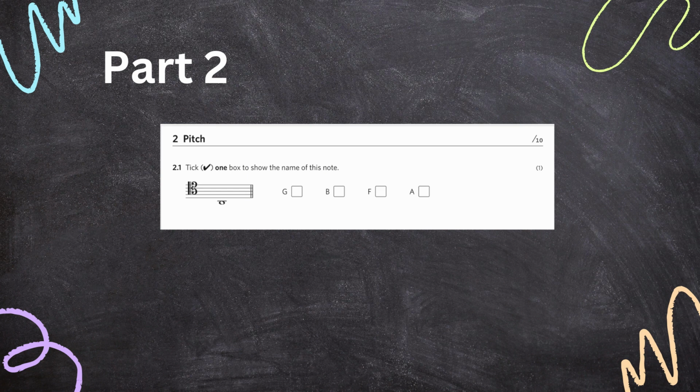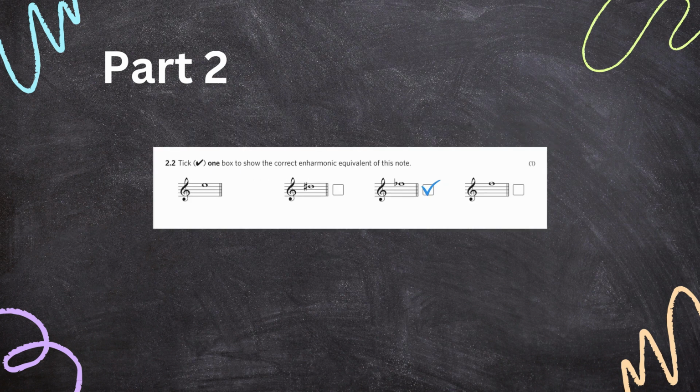Part 2. This part relates to note reading on different clefs and transposition. Question 2.1. You need to figure out the letter name of this note. Remember in tenor clef, this line is the middle C, so the name of this note is A. Question 2.2. Choose the correct enharmonic equivalent of E, which is F flat here.